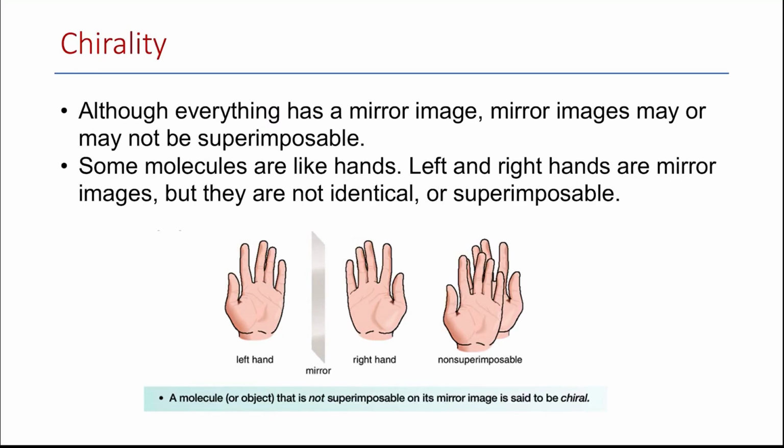Welcome to Chemistry with Dr. Z. In this video, we are going to talk about chirality in general and how to decide whether or not your molecule is chiral. So, what is chirality?